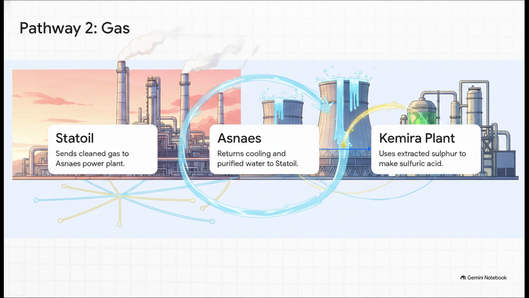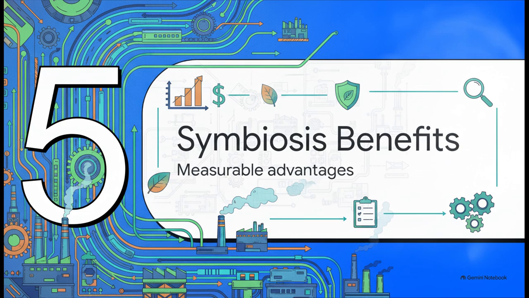Step 3, the Statoil Refinery extracts sulfur from its cleaned gas. That sulfur is then sent straight to the Chimera plant, which requires sulfur as its primary raw material to produce sulfuric acid. The waste of the oil refinery literally builds the product of the chemical plant. Let's talk about the big picture payoff in Section 5, Benefits of Symbiosis.